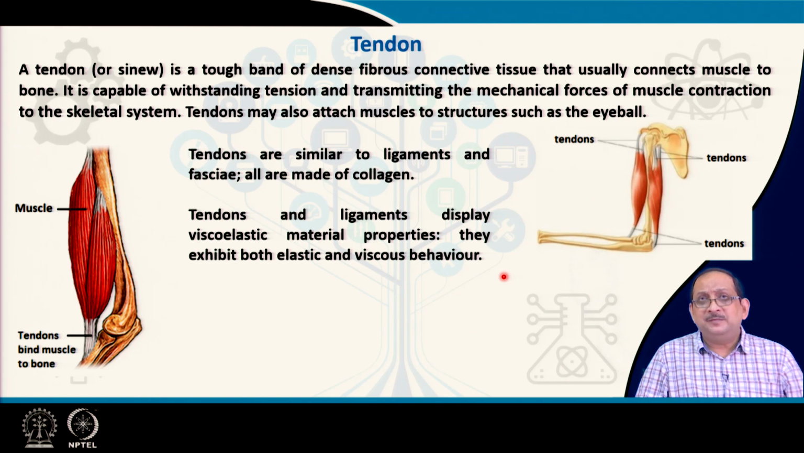In comparison to the ligaments presented earlier, tendons are somewhat similar to ligaments and fasciae because all are made of collagen. The tendons and ligaments display viscoelastic material properties, which means they exhibit both elastic and viscous behavior.